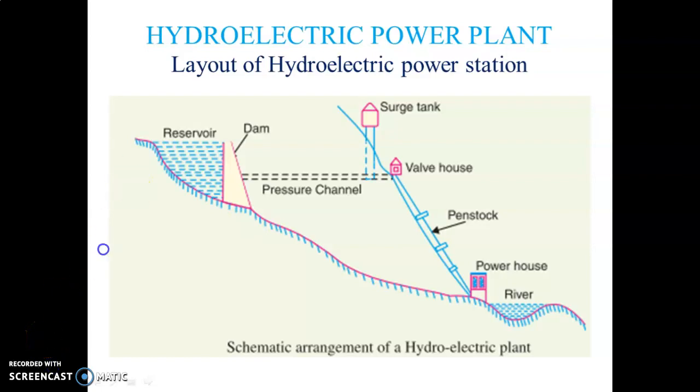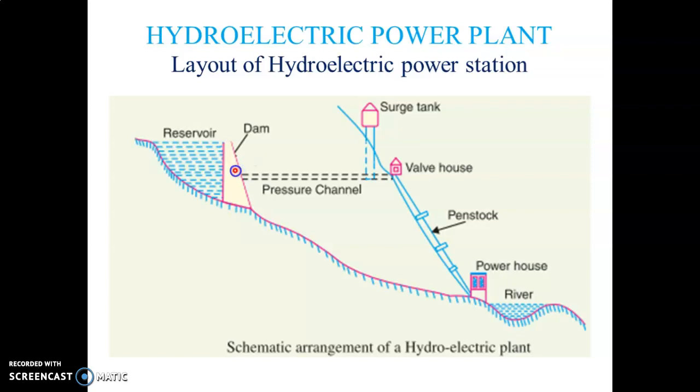In this video, I explain the hydroelectric power plant. The hydroelectric power plant is one of the methods to produce electricity. In a hydroelectric power plant, no fuel is required to generate electricity. That is one of the advantages of the hydroelectric power plant. And this is the layout of hydroelectric power stations.